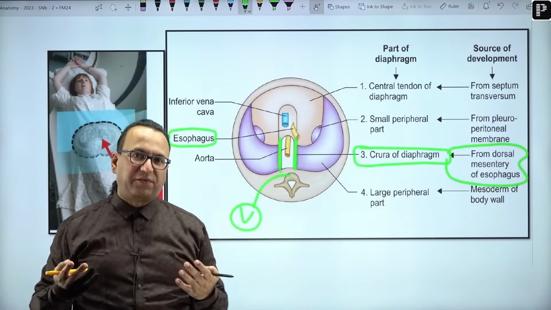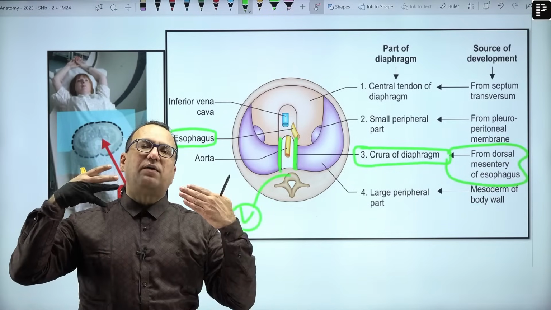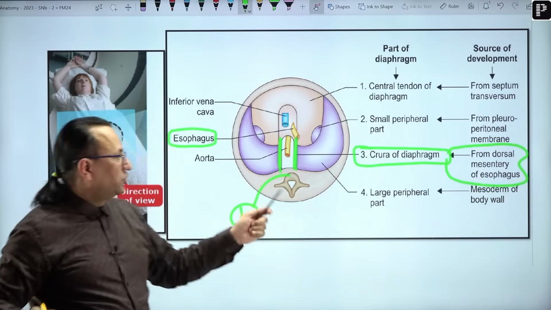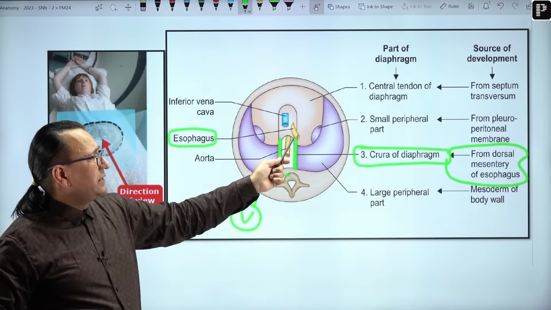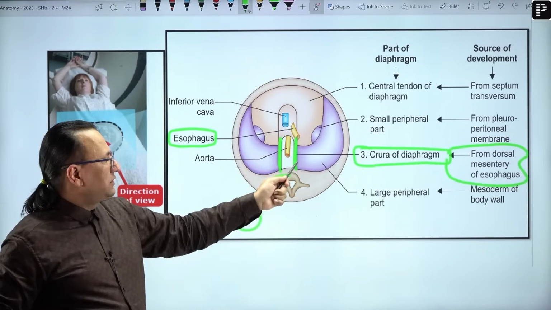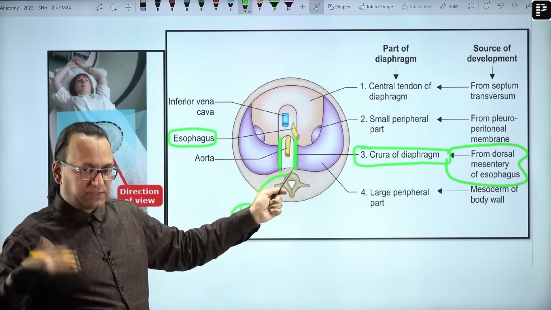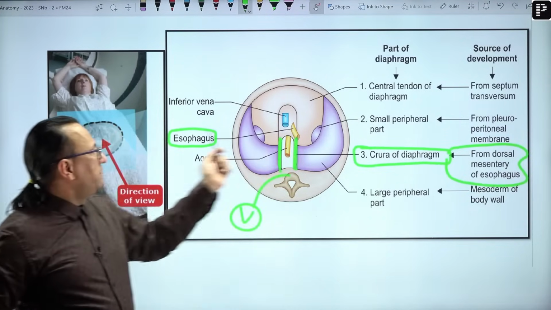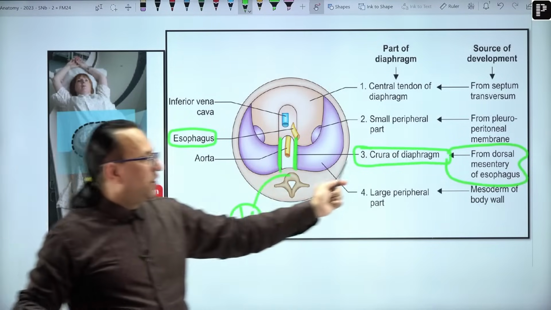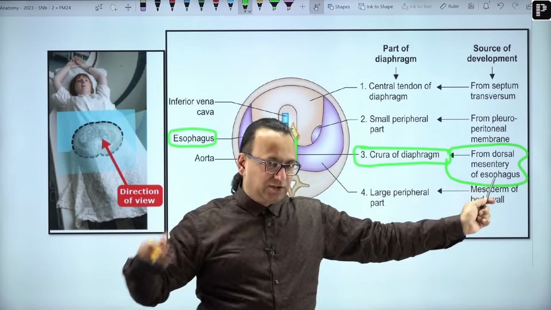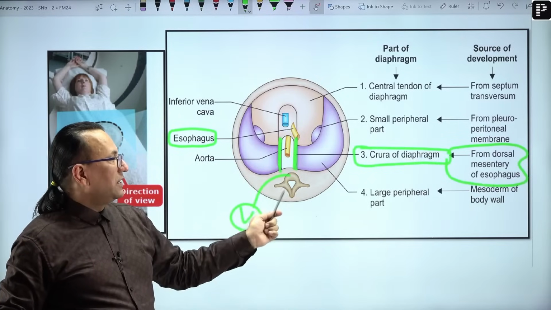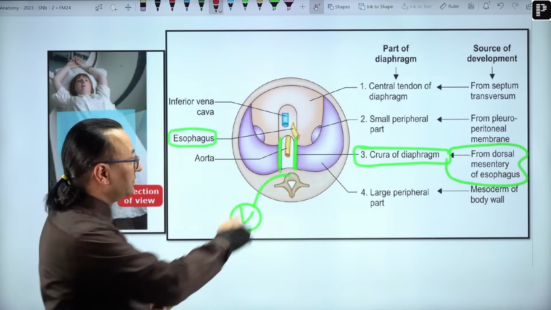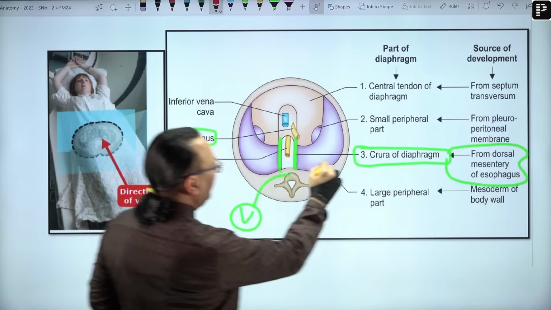Why do you need mesentery? Mesentery is a double fold of peritoneum to carry blood vessels or nerves. So esophagus was having some blood vessels coming, and those blood vessels may have been coming through this dorsal mesentery of esophagus, but later it gets modified. So dorsal mesentery of esophagus gets modified to form right crus and left crus of diaphragm attaching to lumbar vertebra posteriorly, contributing to diaphragm. Otherwise diaphragm has other contributions also.